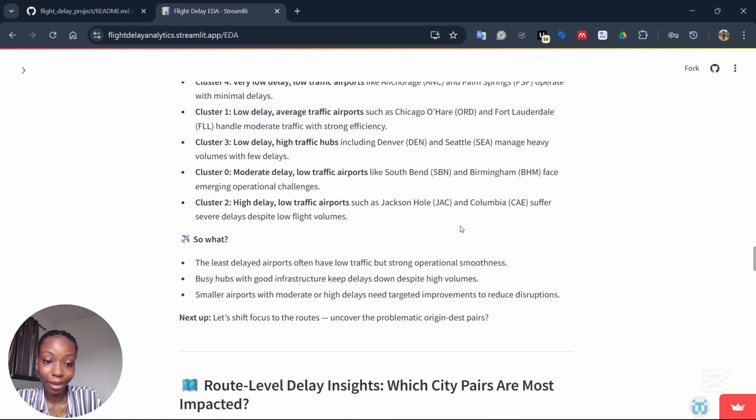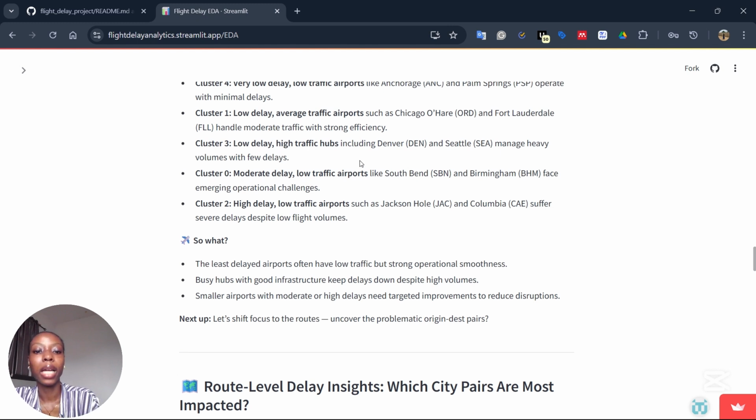So what, you would ask? The least delayed airports often have low traffic but strong operational smoothness, and busy hubs with good infrastructure, that is the hubs mostly in cluster 3, keep delays down despite high volumes. Smaller airports with moderate or high delays need targeted improvements. Airports in cluster 0 and cluster 2 actually need targeted improvements to reduce disruption. Let's now shift our focus to the routes to uncover problematic origin-destination pairs.